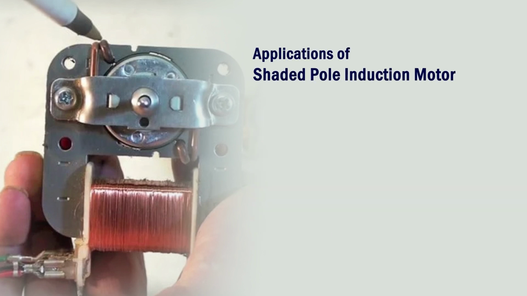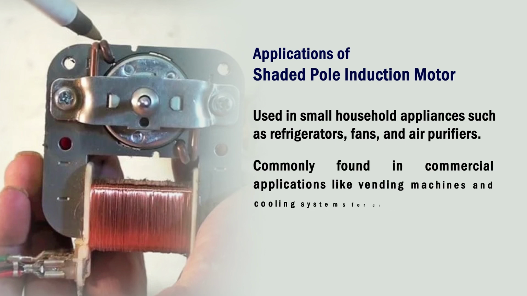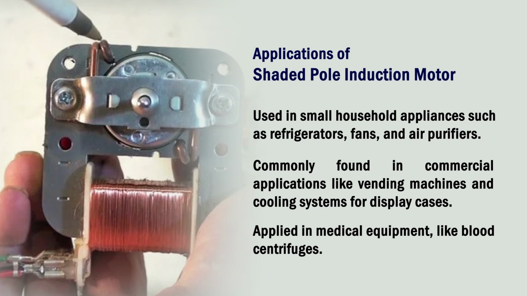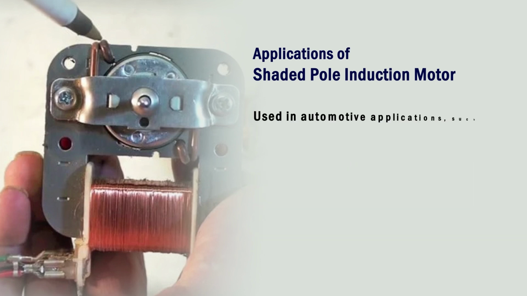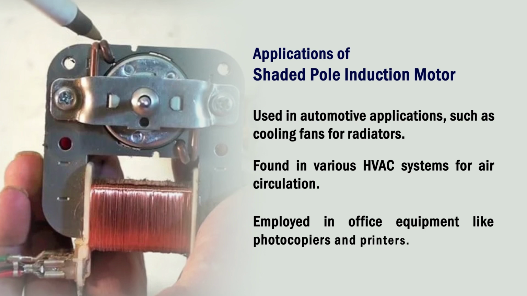Now let us discuss the applications of the shaded pole induction motor. This type of motor is used in small household appliances such as refrigerators, fans and air purifiers. They are commonly found in commercial applications like vending machines and cooling systems for display cases. Applied in medical equipment like blood centrifuges. Used in automotive applications such as cooling fans for radiators. They are found in various HVAC systems for air circulation. They are employed in office equipment like photocopiers and printers.